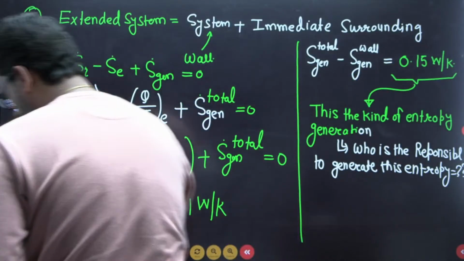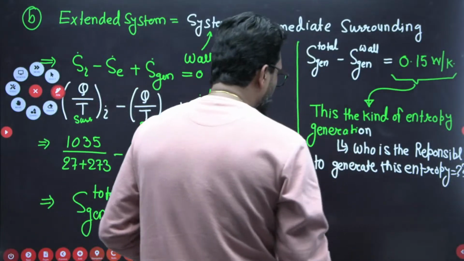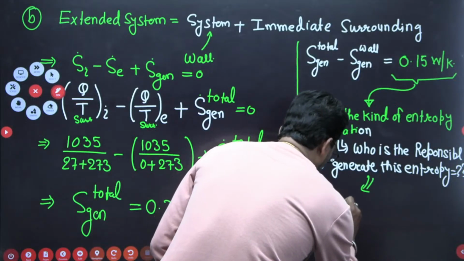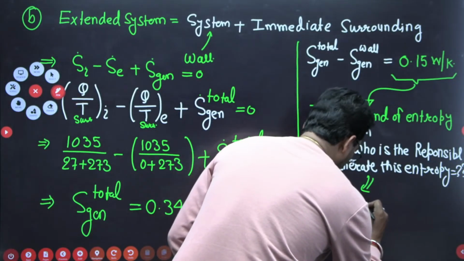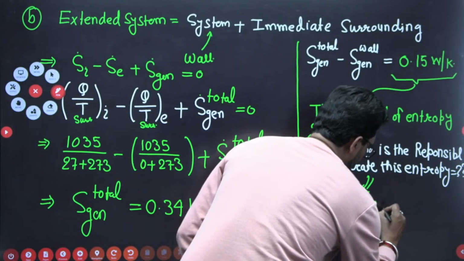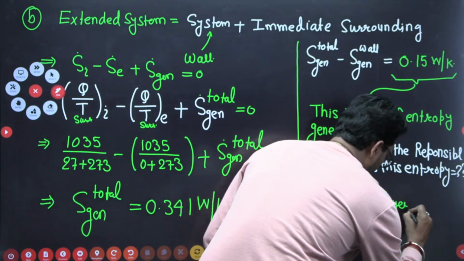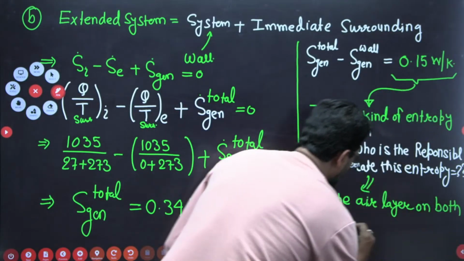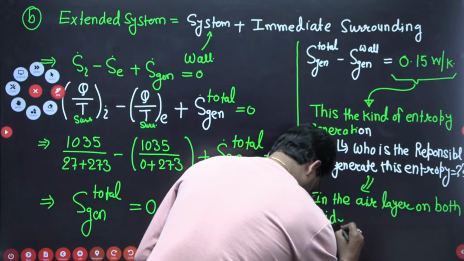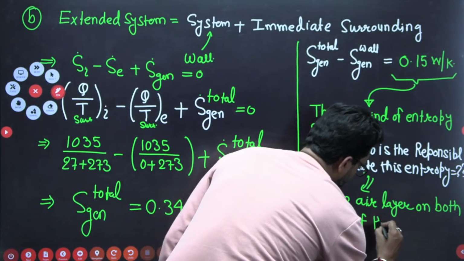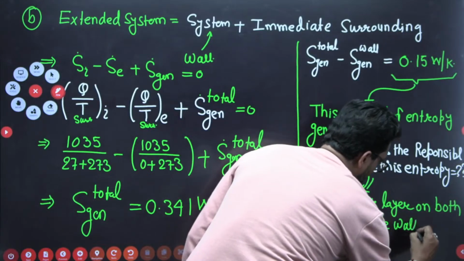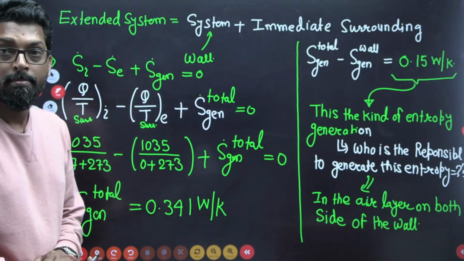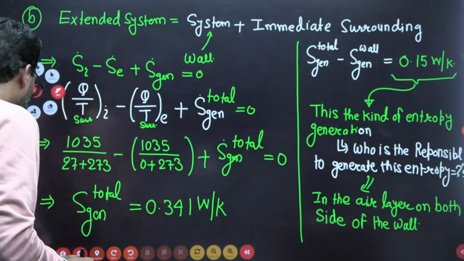That means it represents the entropy generation in the air layer on both sides of the wall. That means on both sides there is a wall. Okay? Correct, Vivek.